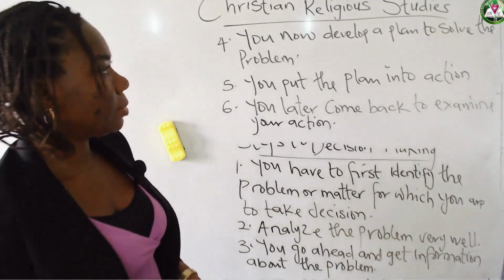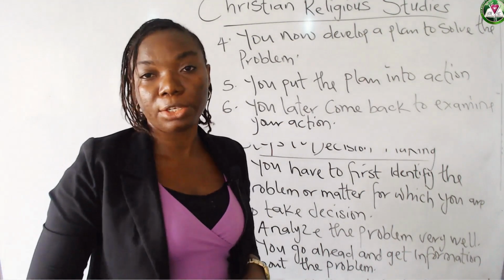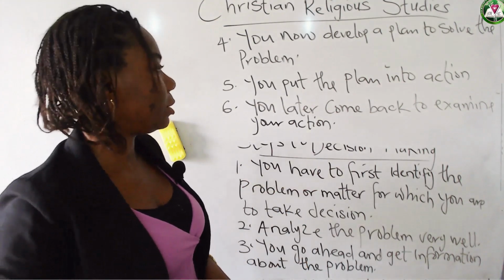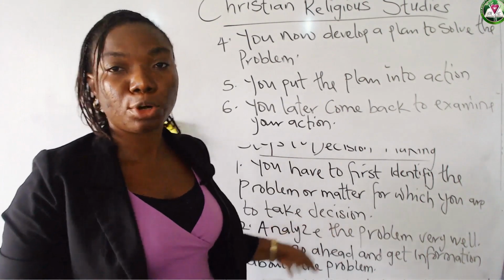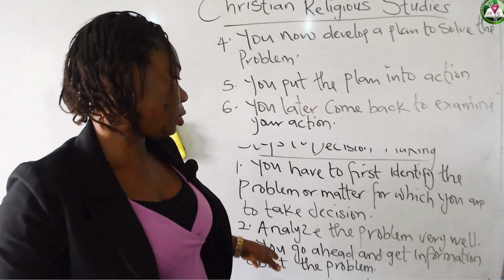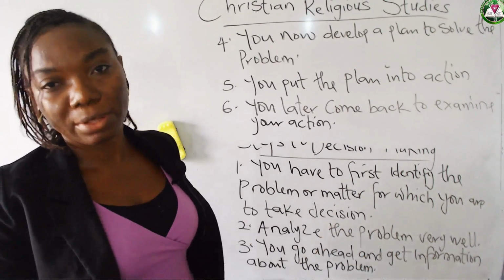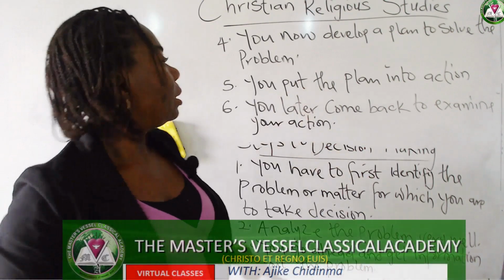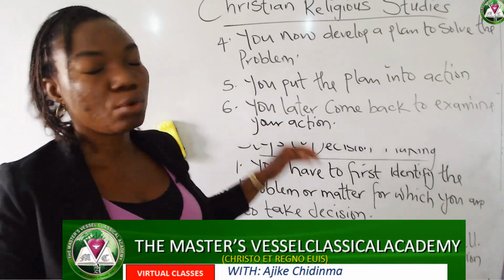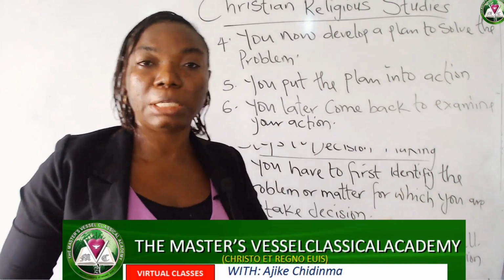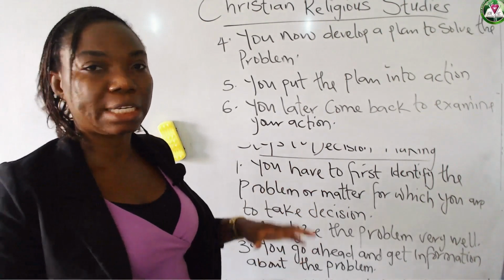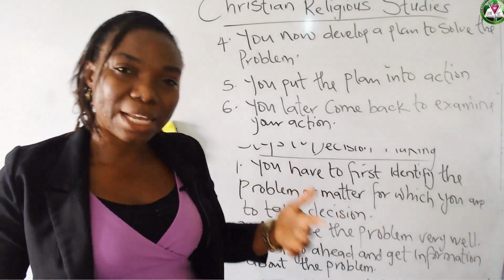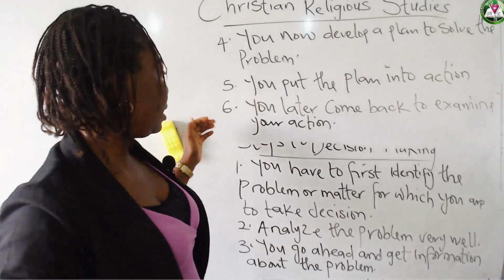Now, these are the steps we said we are to take when making decisions. One of them, we said you have to first of all identify the problem on which you're going to take a decision. And the second one is to analyze the problem. Then the third one is for you to go ahead and get information about that problem. Then the fourth one is you develop a plan. You have to develop a plan on how to solve the problem. And the fifth one is for you to swing into action. That is putting the plan into action, the information you have gathered. And then the last one is for you to come back later to examine yourself, to assess yourself. Have I really done well? That is the last step.